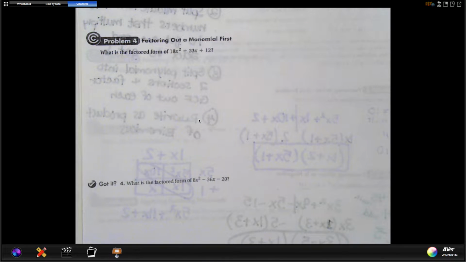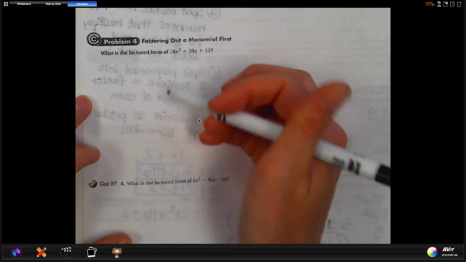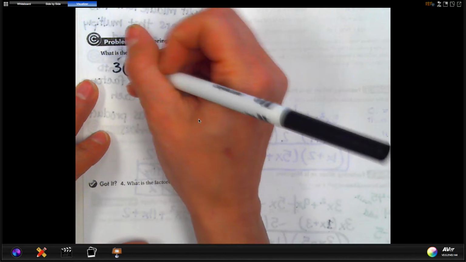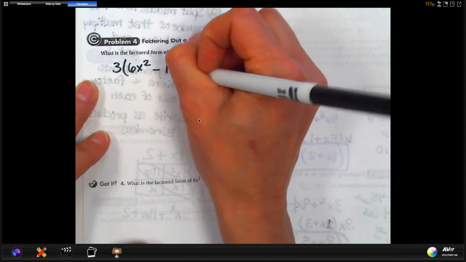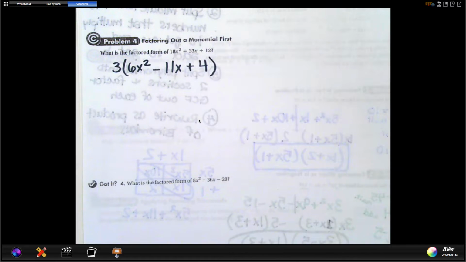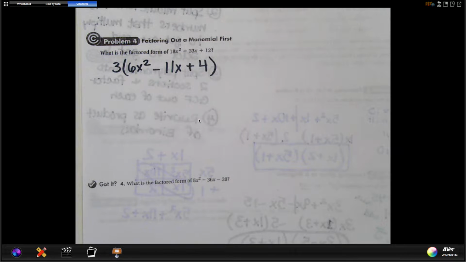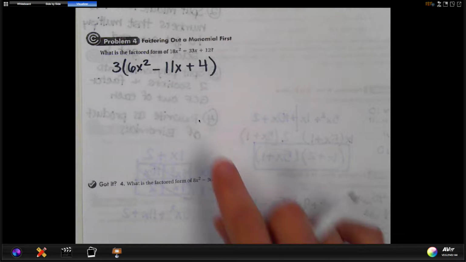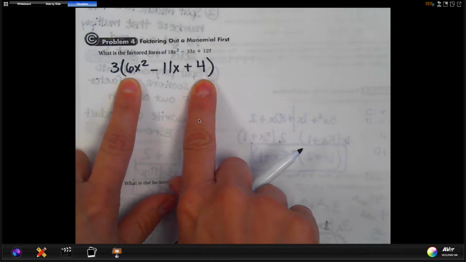So we have to do our step 1 here. The first thing we're going to do is factor out a 3. So if we do that, we really have 3, and then we have 6x squared minus 11x plus 4, right? That's what we have. Now, we're going to kind of ignore the 3 for a second, and we're just going to look at the trinomial.